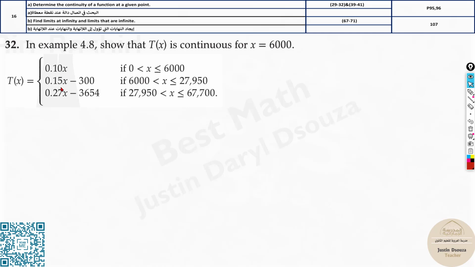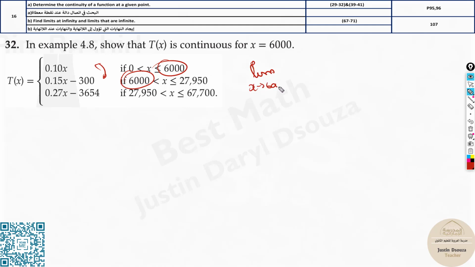Again, we have to use the same example over here. Show that T(x) is continuous for x equals 6,000. Now, where is x equals 6,000? That's over here and over here. There are two inequalities which vary, right? So we'll take these two equations and solve quickly. If it's continuous, when we solve both, the values must match. What I mean is, let me do the limit. I'm not going to write both together; I'm going to do it individually.